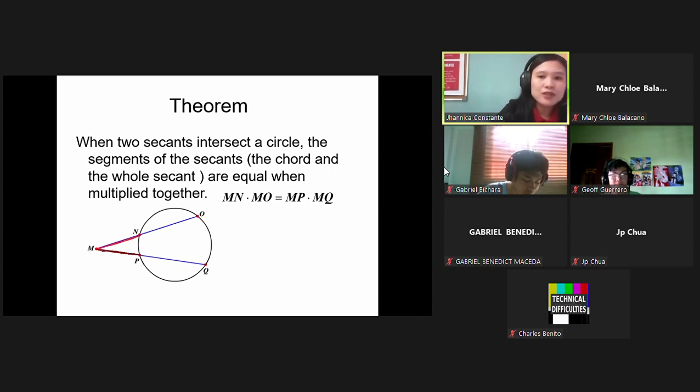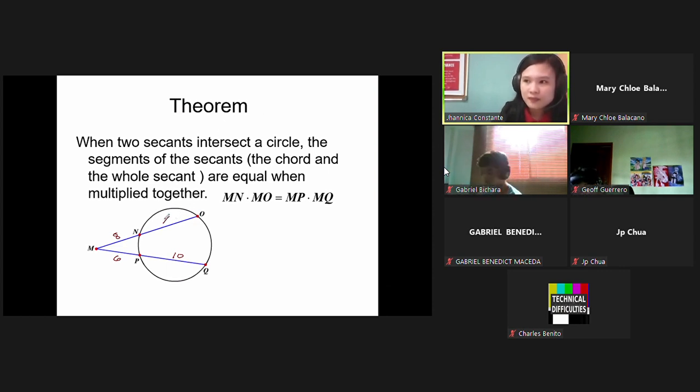For example, we have this circle. Let's say the measurement of MN is equal to 8, and MP has a measurement of 6 and PQ has a measurement of 10. And we need to find out what is the measurement of the chord NO. Let's say this is X, since it's the missing measurement of our chord.